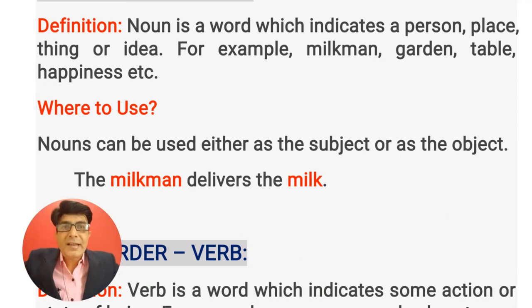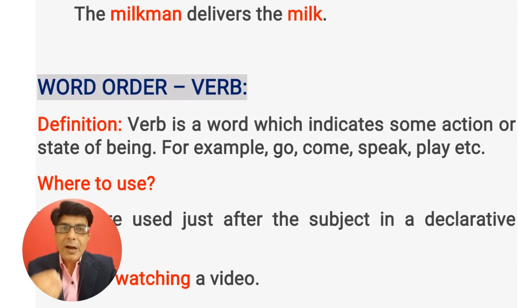As you can see in this example, the milkman delivers the milk. Here we have 2 nouns. Okay, the first noun is the word milkman. The milkman here becomes the subject, delivers the milk. Now the last word milk is also a noun, right? Here it is used as an object. So remember, nouns can be used in place of subject and also in place of object. It is very simple.